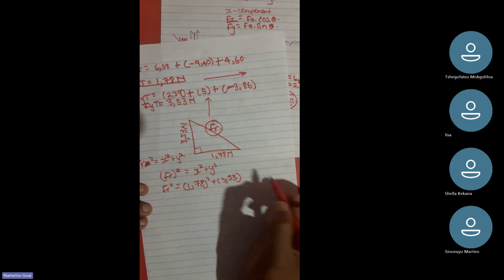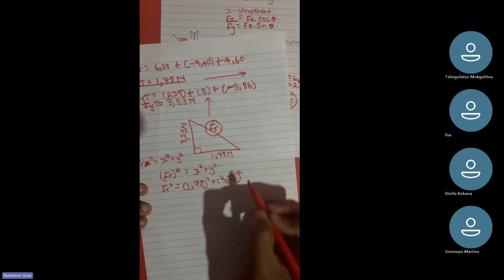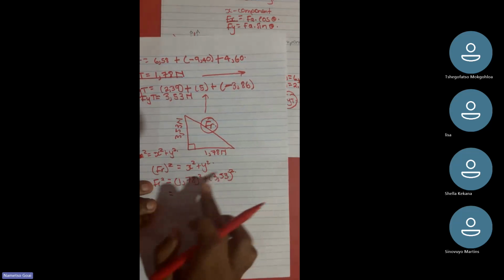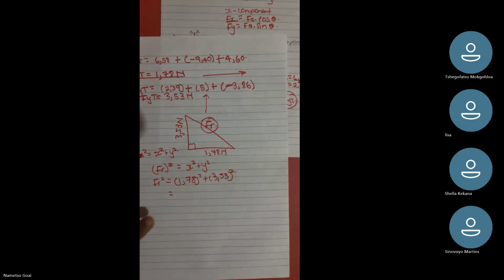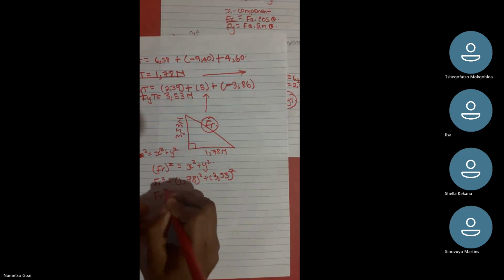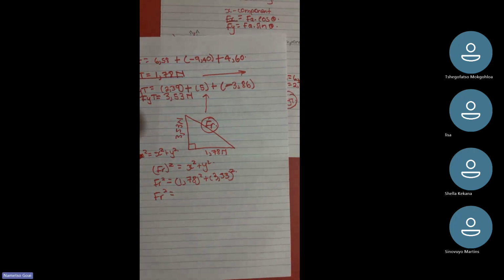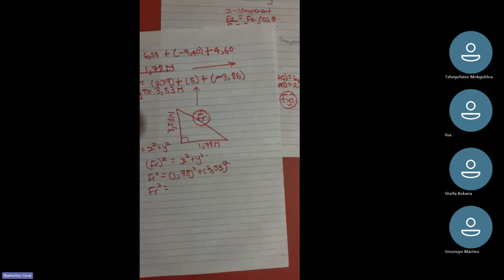3,53. This is a 5, sorry. And this is a 3 squared, which will be what? May you please add these together for me? 1,78 squared plus 3,53 squared and give me the answer. 15,629.